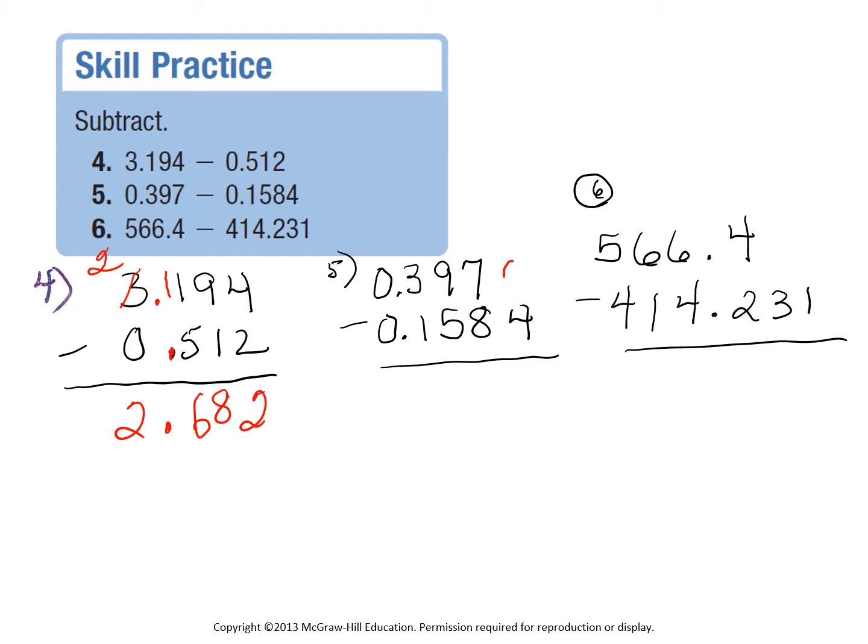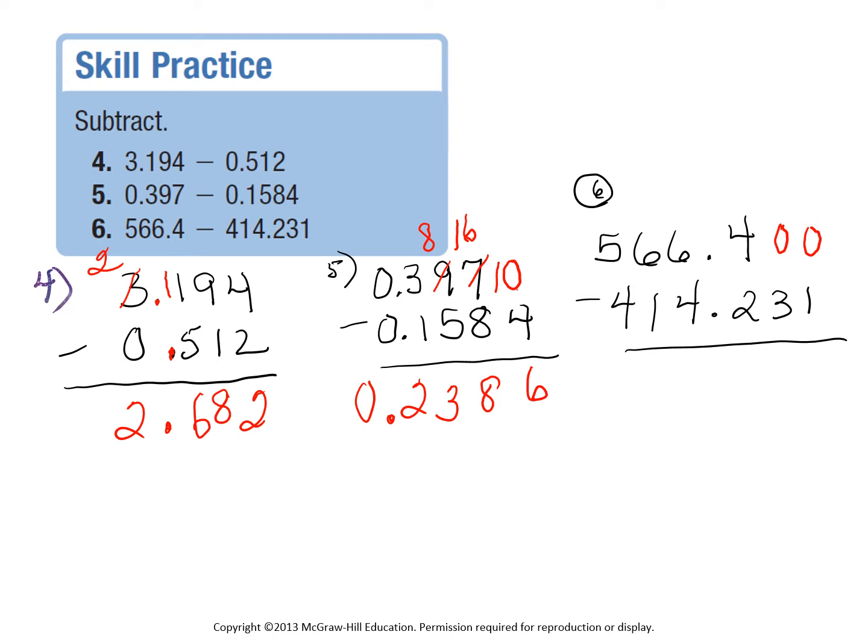For number 5, you see that I only have 3 decimal places, but my second number has 4, so I'll put a 0 here. And then I'm going to have to borrow because I can't do the 0 minus 4. I borrow from the 7, making it a 6. And then 10 minus 4 is 6. I can't do 6 minus 8, so I borrow 1. And that becomes 16 minus 8, which is 8. 8 minus 5 is 3. And so I'm going to end up with 2,386 ten thousandths.